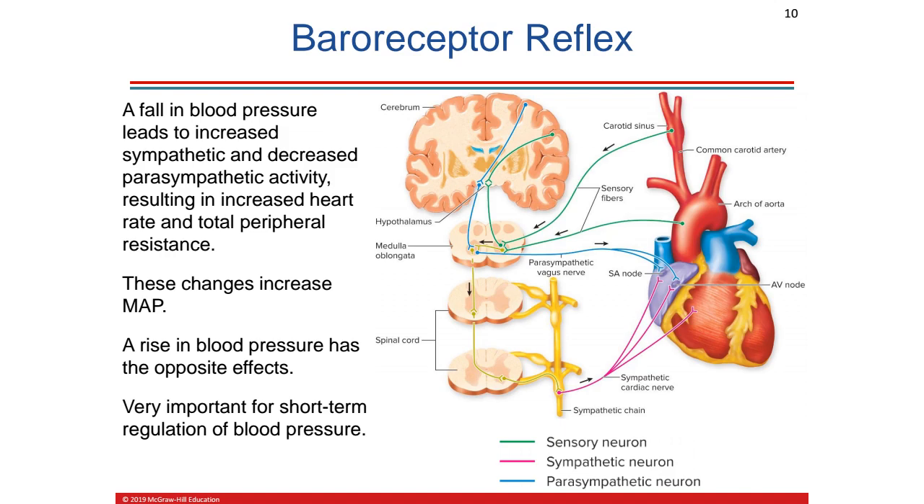Let's imagine that something happens. Let's say you were to have a very acute increase in blood pressure. Well, then basically everything that I've talked about would be reversed. You'd have more parasympathetic output and less sympathetic output. So this baroreceptor reflex, again, is the most important reflex for short-term regulation of blood pressure.